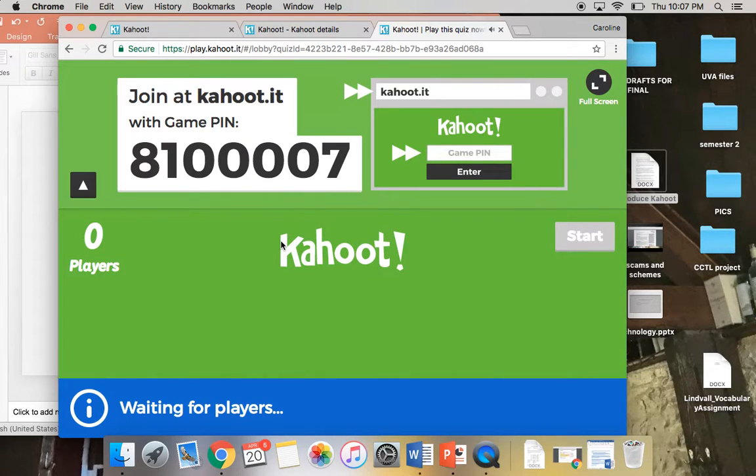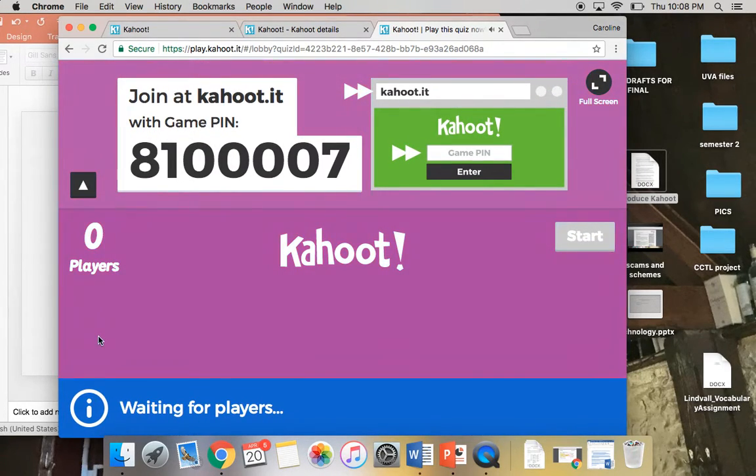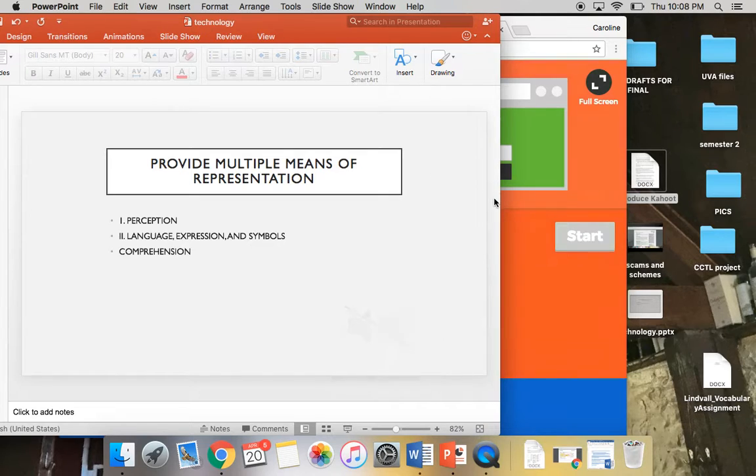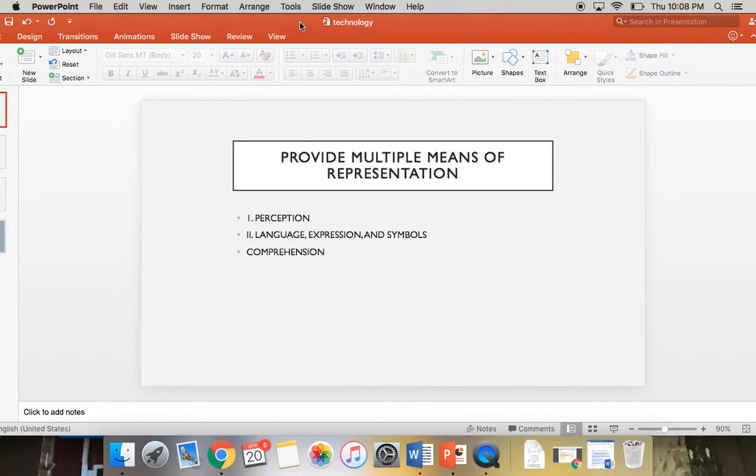Here it is. I would like to talk about the different Universal Design for Learning guidelines that Kahoot addresses. There are 9 UDL guidelines, and I believe Kahoot hits all of them. So let me switch gears, please. And here it is. So the first big section is to provide multiple means of representation.